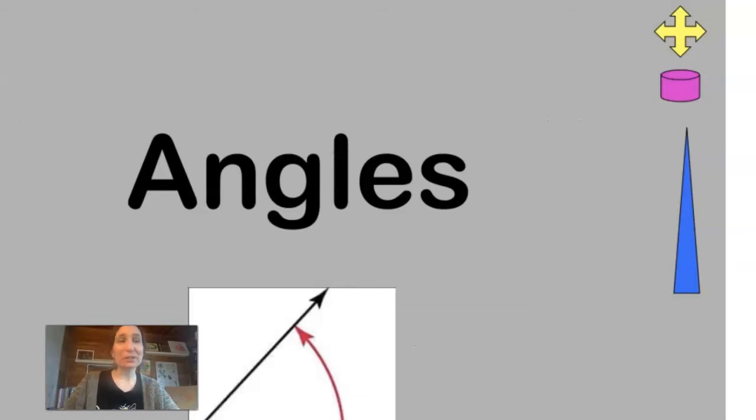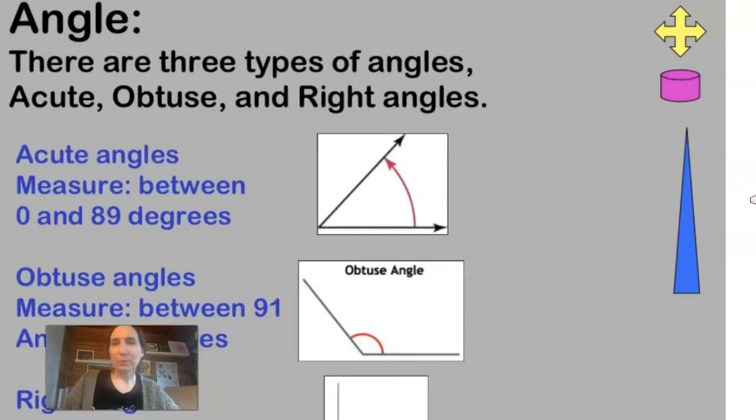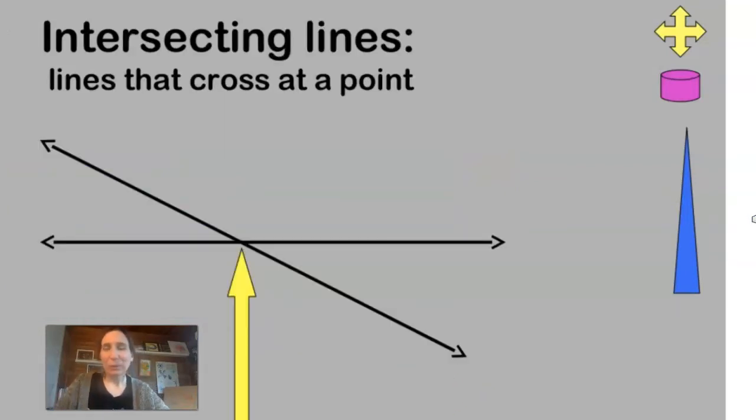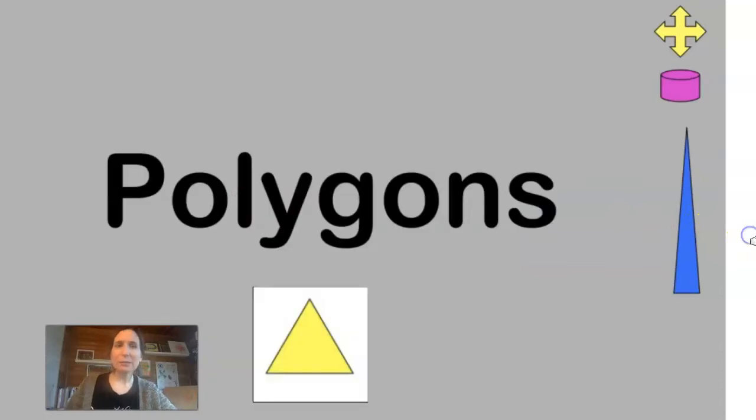Let's look at angles. This is a refresher. So we have an angle that has a point of a vertex and 2 lines that create an angle. 3 types of angle are acute angles, obtuse angles, and right angles. When 2 lines cross, they come to an intersecting line. When 2 lines create a right angle, even if it's at an angle like this, it's called perpendicular lines.